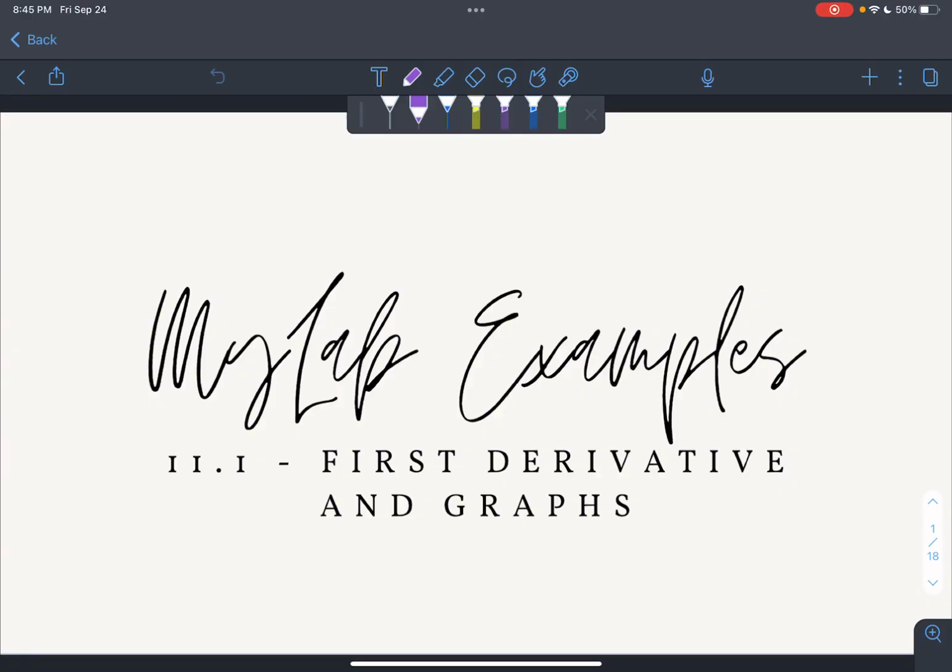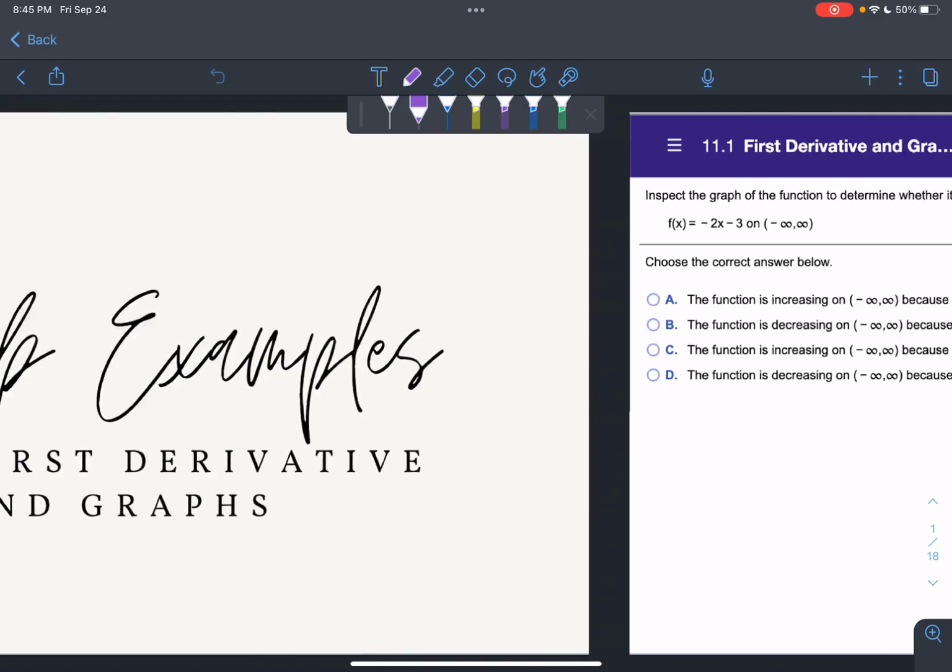We're going to be talking about some curve sketching techniques, mins and maxes, and all about derivatives. All right, so let's jump into it. We have the first derivative and graphs for this section.